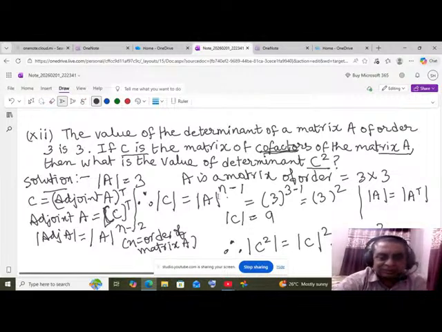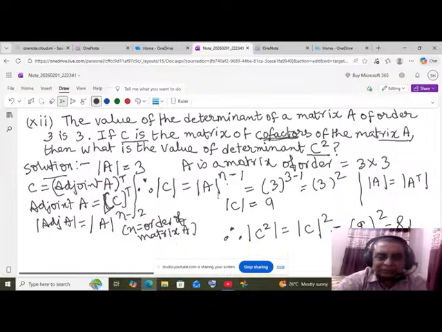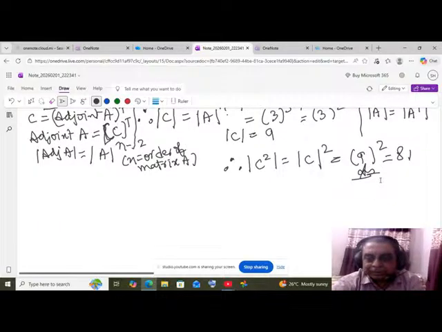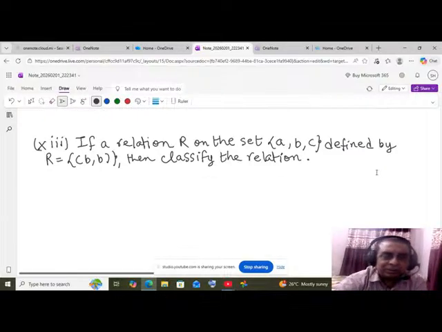We have to tell the answer only. So its value is 81. So that is the answer. So the determinant of C squared value is 81. Now we are moving to question number 13.